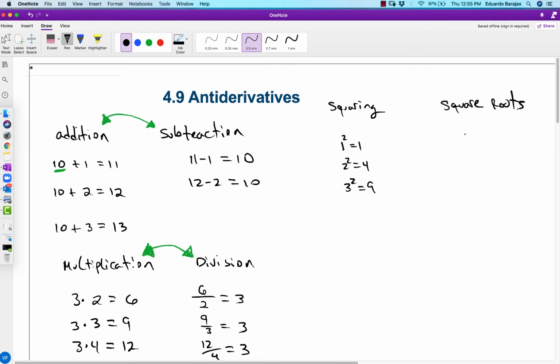Square roots. So now if we take the square root of 1, we know that's a 1. We take the square root of 4, that's equal to 2. And the square root of 9, well, that's equal to 3. Right? We're just thinking about the positive roots, the primary roots. So again, these two operations undo each other. The process of squaring, the process of taking the square root of something. They kind of undo each other.